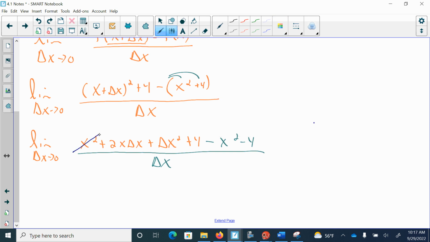x squared and negative x squared will be 0. 4 and negative 4 will be 0. I purposely put me distributing this negative sign in a different color because everything after that should simplify. If it doesn't simplify, you made a mistake. So I'm taking the limit as delta x approaches 0. And now I'll take baby steps.